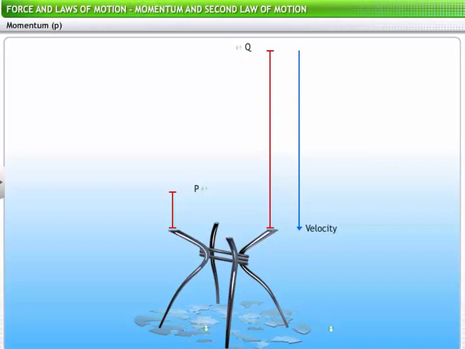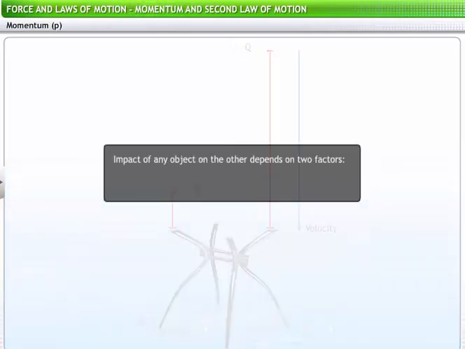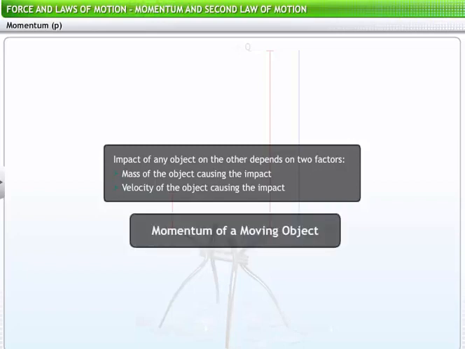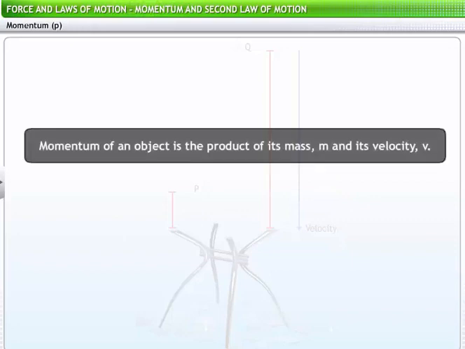Based on these observations, we can say that the impact of any object on the other depends on two factors of the object causing the impact, namely, its mass and velocity. These two factors together constitute a physical quantity, called the momentum of a moving object. The momentum of an object is the product of its mass, m, and its velocity, v. It is denoted by the small letter p. Thus, you can express momentum as p = mv.